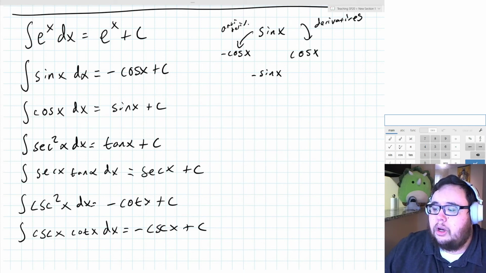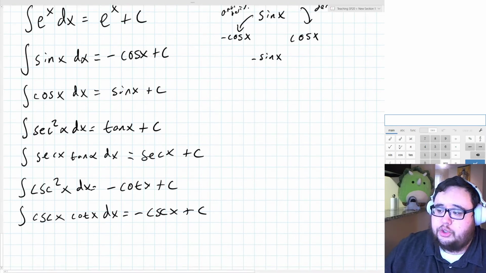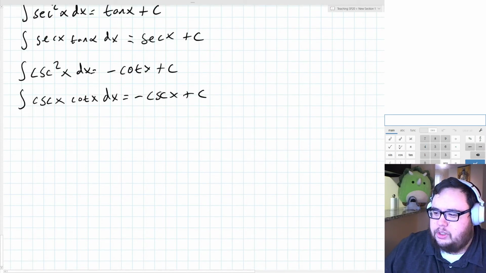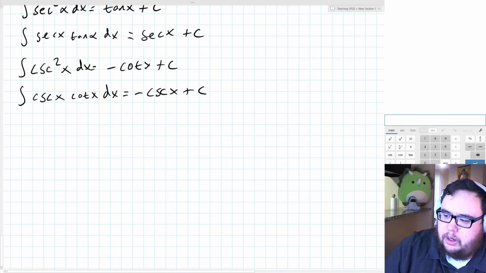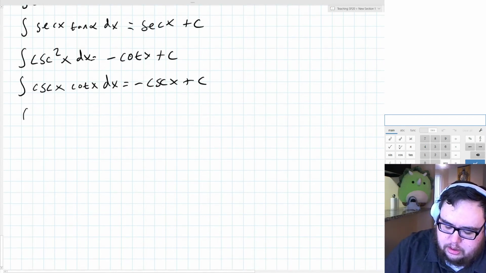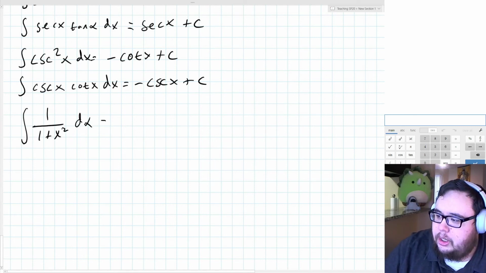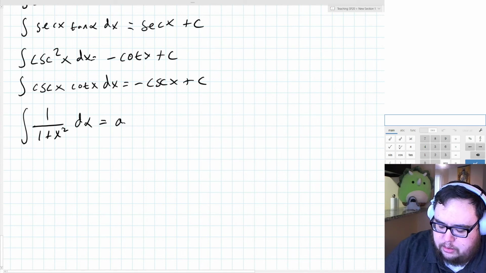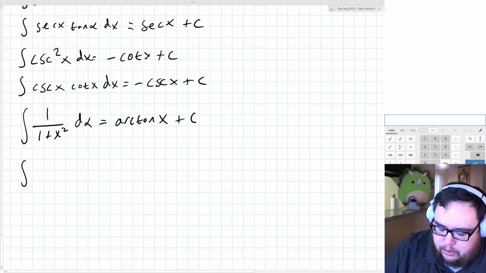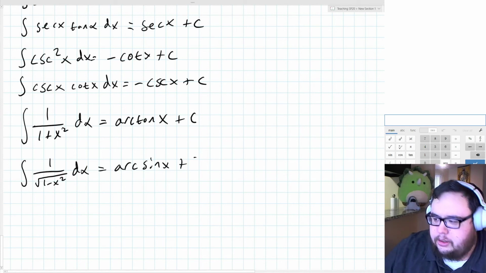There are also some forms that are very nice to see that come from our inverse trig stuff. We will not use hyperbolic forms, by the way. Our inverse trig functions tell us that the integral of 1 over 1 plus x squared dx is equal to arctan of x plus a constant, and the integral of 1 over the square root of 1 minus x squared dx is equal to arcsine x plus a constant.